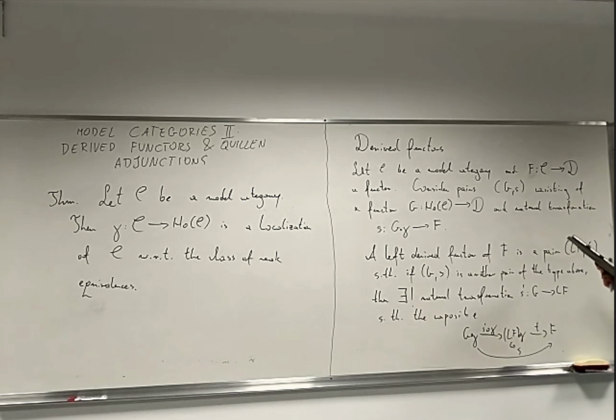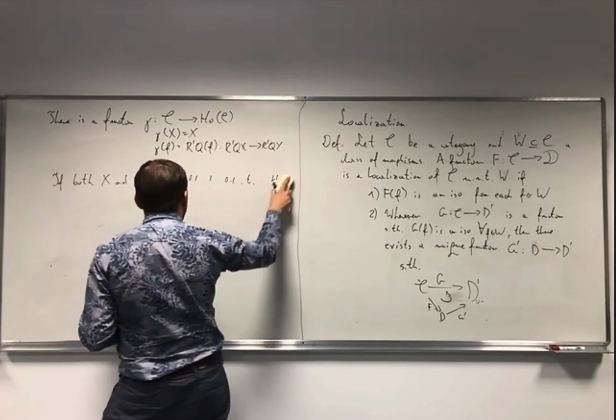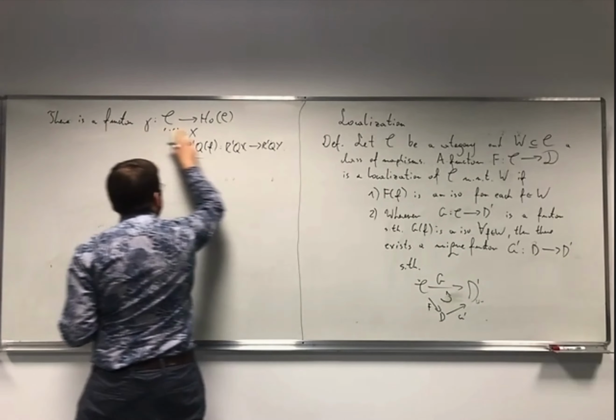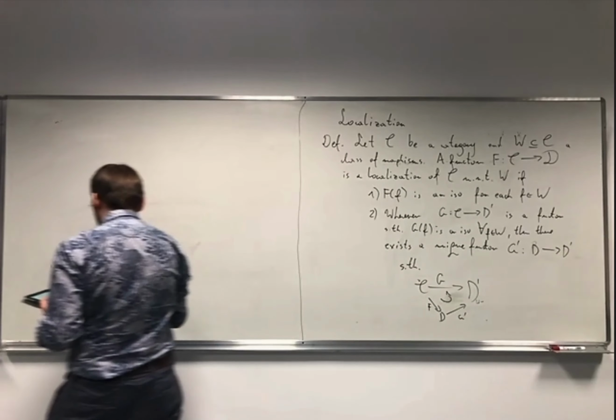Okay, so a priori, it would be too nice, and it probably wouldn't be an interesting notion, if a left derived functor existed for all functors. So in order for a left derived functor to exist, a functor needs to satisfy some conditions.